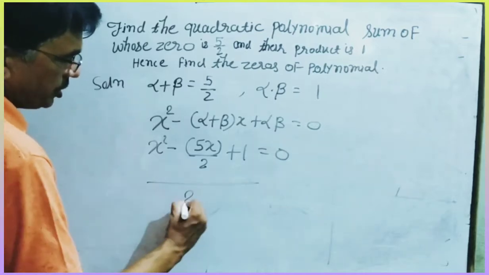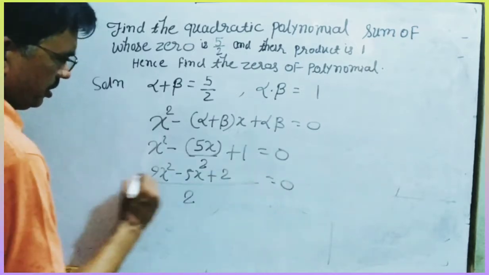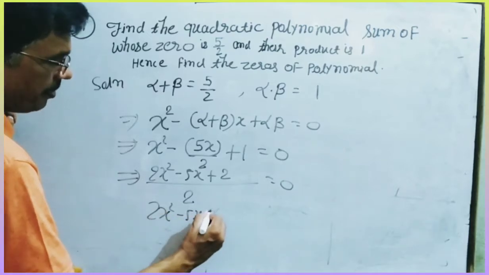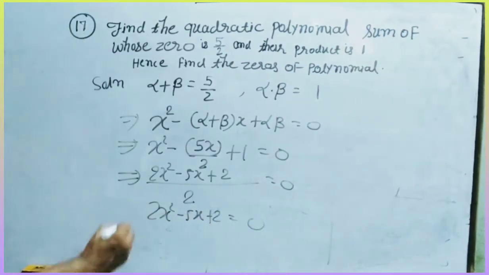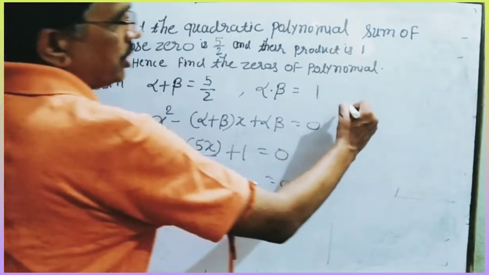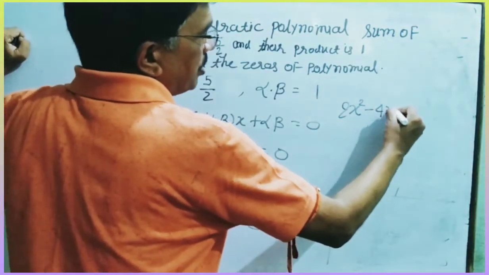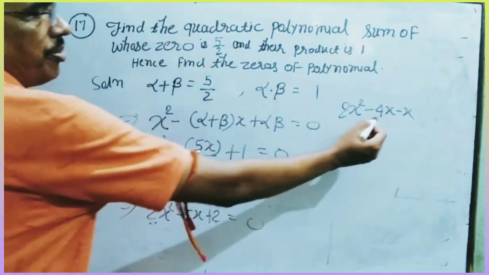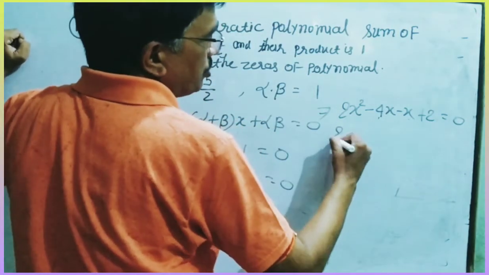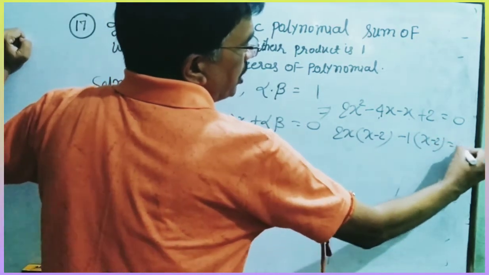Take LCM, that is 2, then 2x square minus 5x plus 2 is equal to 0. Now your question is to find the zeros. So by middle split, 2 into 2 is 4, and you get 5. So you write 2x square minus 4x minus x plus 2 is equal to 0. Hence 2 common, then it is x minus 2, minus 1 common, then x minus 2 is equal to 0.